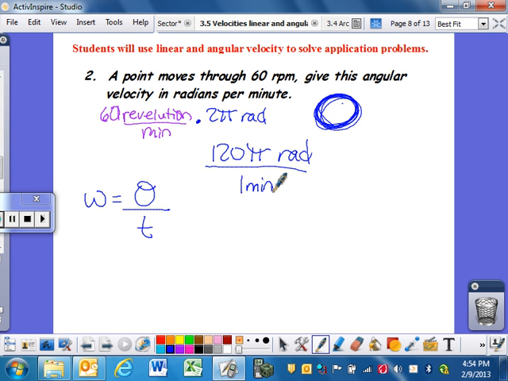That's it. Because this one's really simple because I gave you 60 revolutions in a minute and I want to know the angular velocity in radians per minute. So the only one I really had to change was go from the revolutions to radians, and I did that in this step right here. So I now have radians on top, and I have my unit of time, which was given in the problem as minutes, on the bottom. So my angular velocity, my omega, would end up being 120 pi radians per 1 minute.